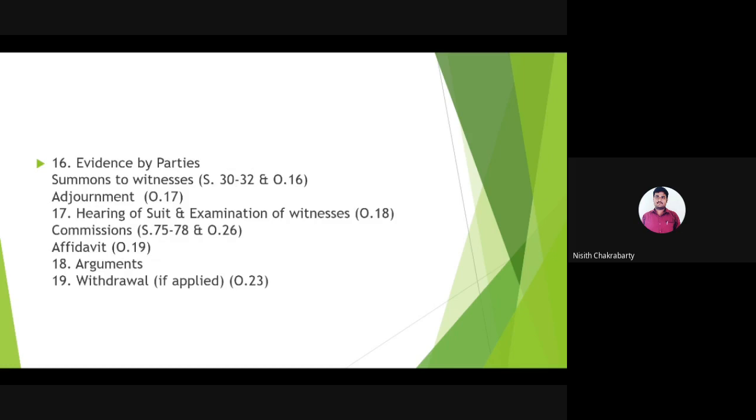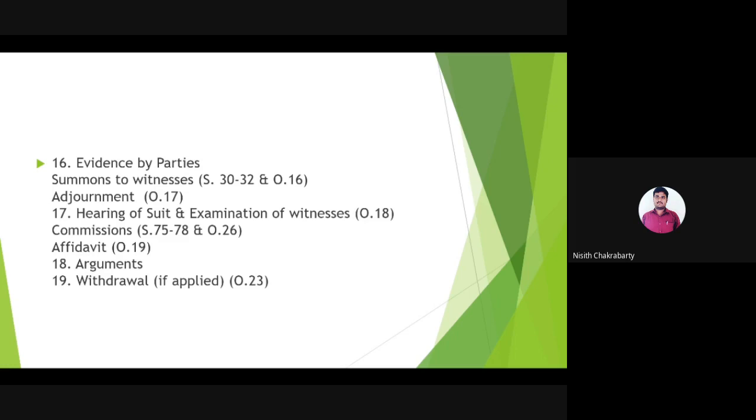Then order 16 talks about the evidence that will be given by the parties. For that, summons will be given to the witnesses that has been dealt under order 16 and section 30 to 32. Of course, the court can give adjournments if necessary, and that has been given in order 70. Then comes hearing of suit and examination of witnesses. So now the hearing of suit has begun. Now the court will hear the parties and examine the witnesses, and that is given under order 18.